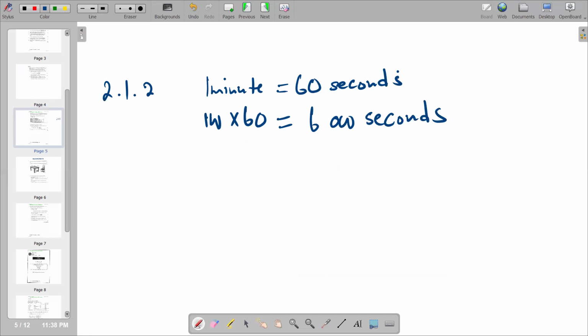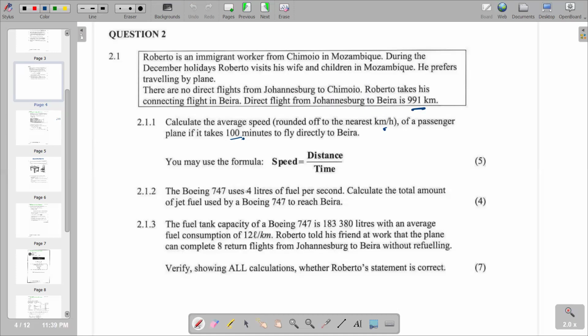So basically, this is what we have. In terms of 100 minutes, if you convert them to seconds, it becomes 6,000 seconds. If you refer back to the question, you'll see that each second consists of 4 liters. So what about 6,000 seconds? Obviously we are going to multiply by 4.